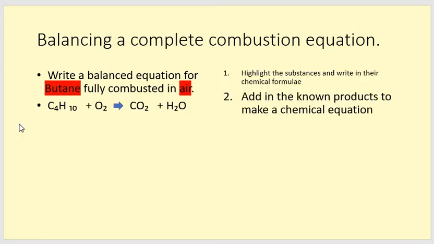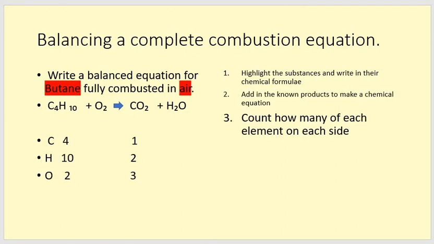Second step, add in the known products to make a chemical equation. So we know we've got C4H10, we know we've got O2, we've got an arrow showing our direction of change because it is a chemical reaction, and we've got CO2, carbon dioxide and water, H2O. You'll know both of those already. So far so good, 2 steps.